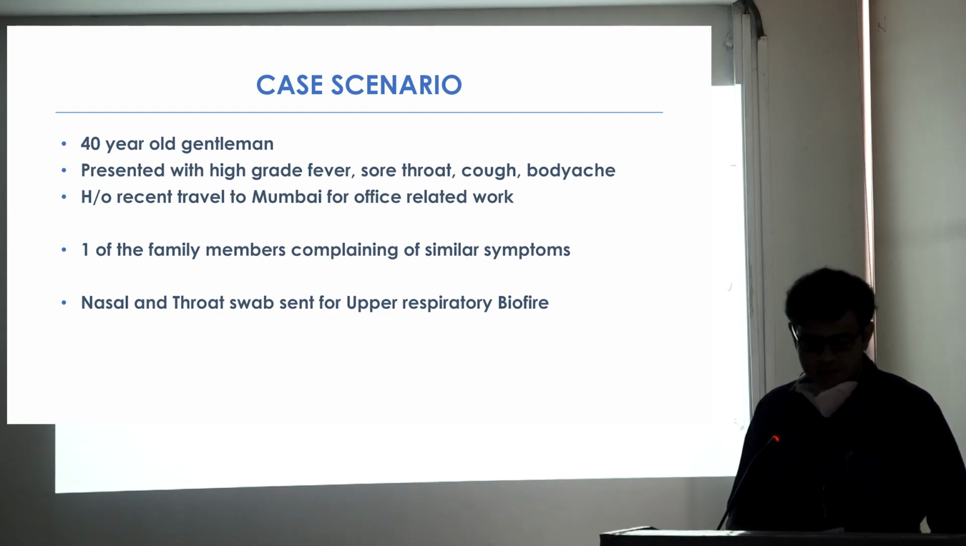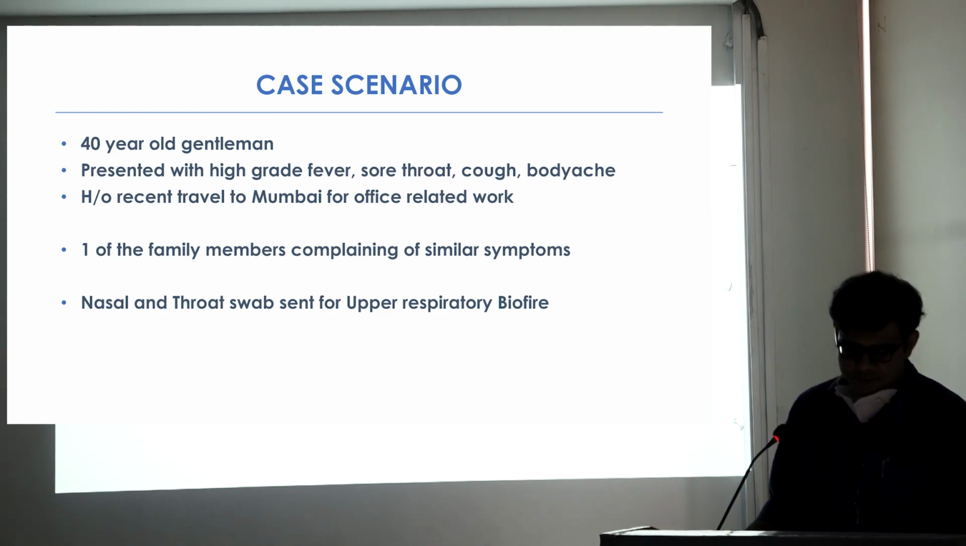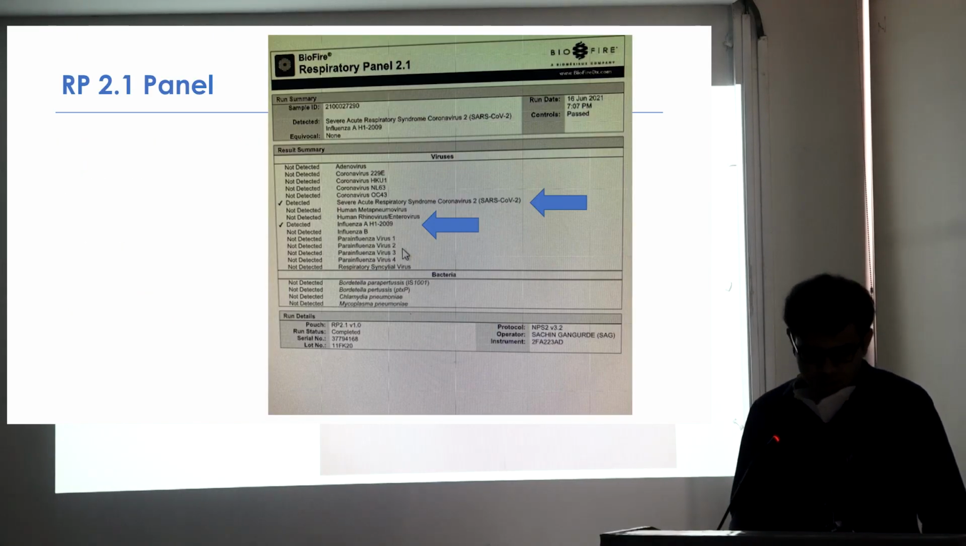So going to a case, he's a 40-year-old gentleman presented with high-grade fever, sore throat, cough and body ache. He had a recent history of travel to Mumbai for some work, and one of his family members also had a similar complaint. So he ordered a nasal and throat swab for an upper respiratory BioFire. Here you can see that the patient is SARS-CoV-2 positive along with influenza H1 positive. So both are treatable conditions. This is a dual infection of influenza and COVID. You start the patient on remdesivir, and you can also give oseltamivir together. So this is how this particular panel is going to help you.